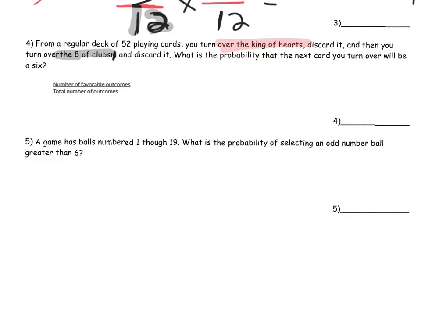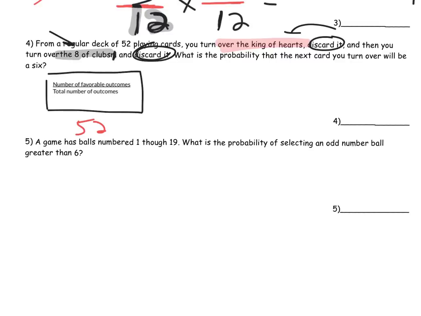Well, remember, probability is always favorable outcomes over total outcomes, and normally with a deck of cards, there's 52 cards. But this question mentions the fact that you turn over the King of Hearts, you turn over the 8 of Clubs, and then those cards are both discarded, which means now your total number of outcomes is going to be 50. What's the probability that the next card you turn over will be a 6?